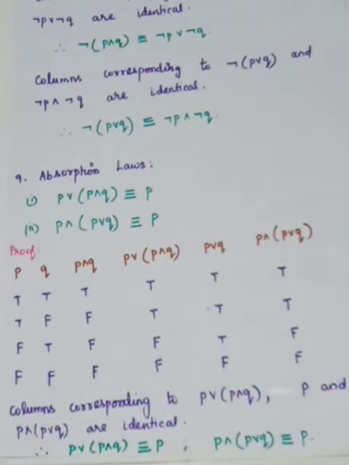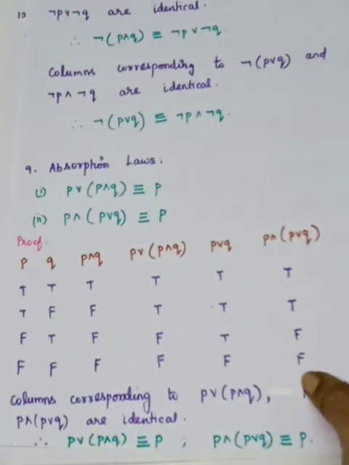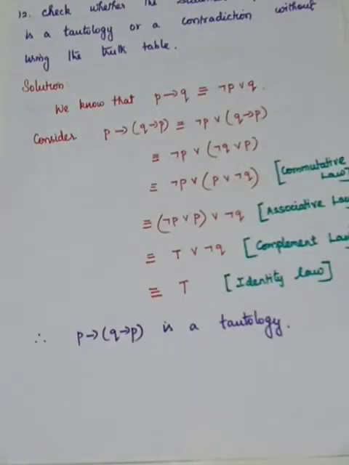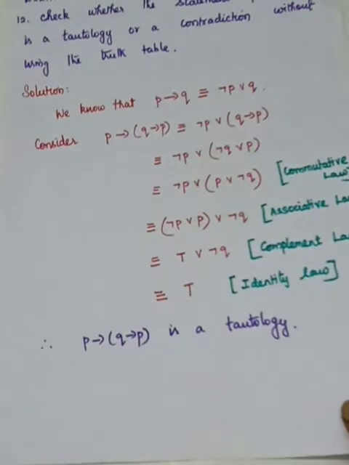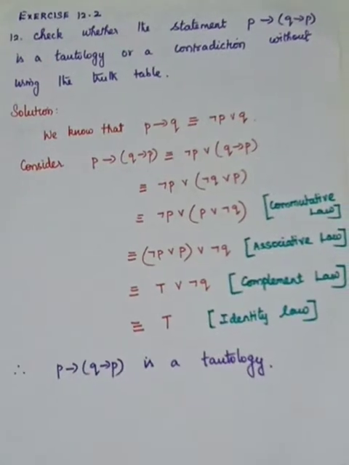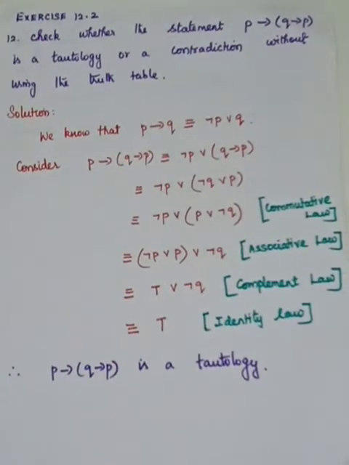Look at this last column and the first column. How are they? They are identical. Therefore P and (P or Q) is logically equivalent to P. So we have learned the laws. Using the equivalence property, we have to prove some compound statements. See exercise 12.2, 12th problem: check whether the statement (P implies Q) implies P is a tautology or a contradiction without using the truth table.